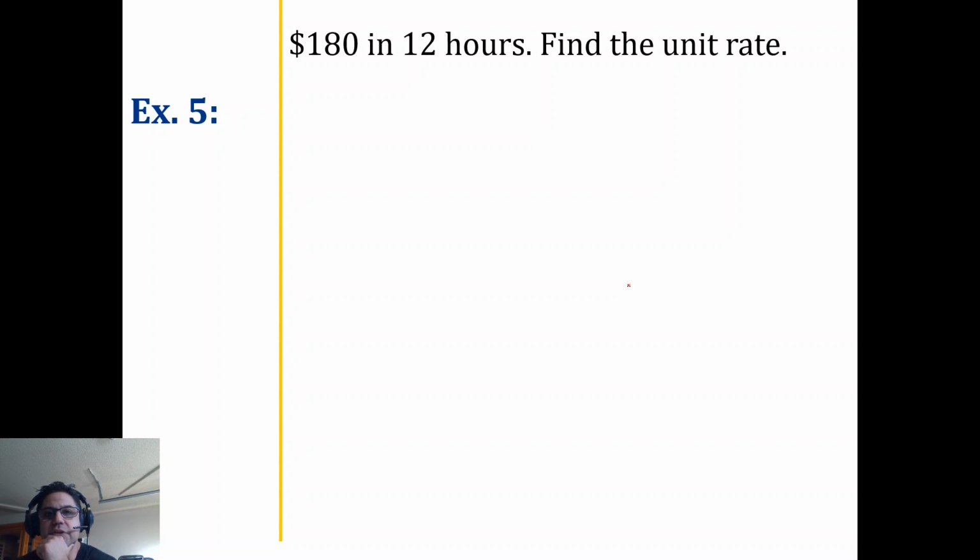All right, find the unit rate again. So this is maybe a work-related scenario. Someone earns $180 in 12 hours of work. Find the unit rate. That's a lot of hours of work. Let's see. 180 divided by 12, because again, we want our denominator to be 1, and that's talking about per hour. How much money do they make per hour? So we got to divide by 12 because we want the unit rate. That would give us a denominator of 1. 180 divided by 12, 15.